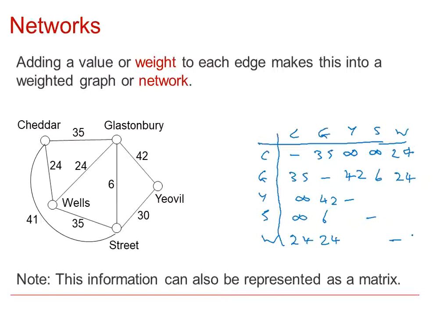From Yeovil to Street is 30, so Street to Yeovil is 30. And from Yeovil to Wells, there's no direct link, so that would be infinity. Street to Wells is 35, and that means it must have a 35 there. So you can turn it into a matrix, the same information.